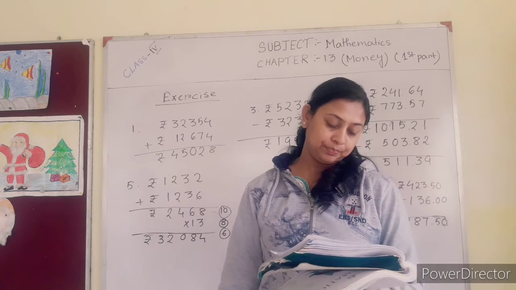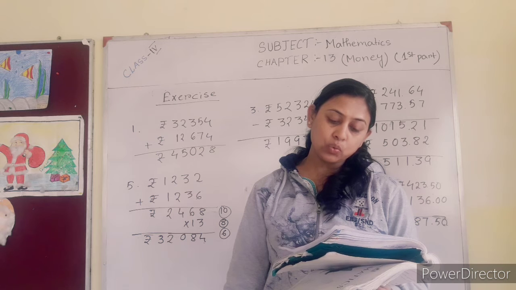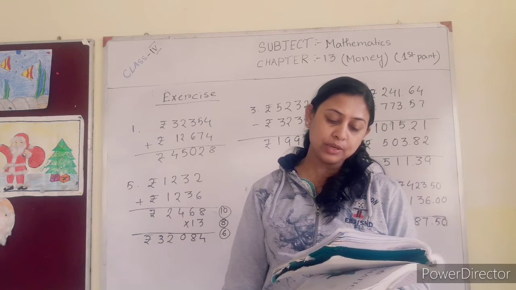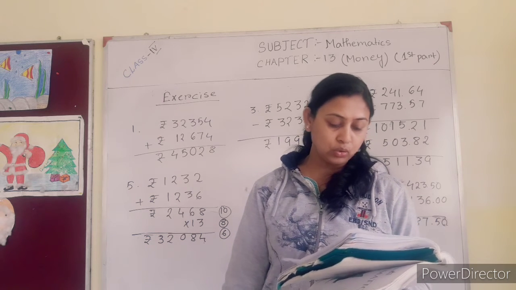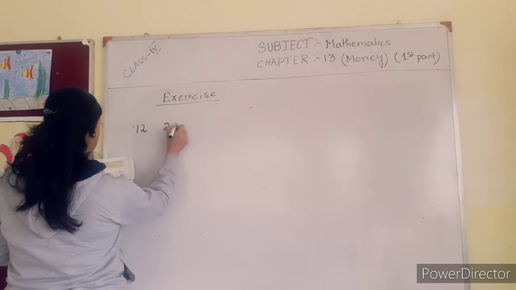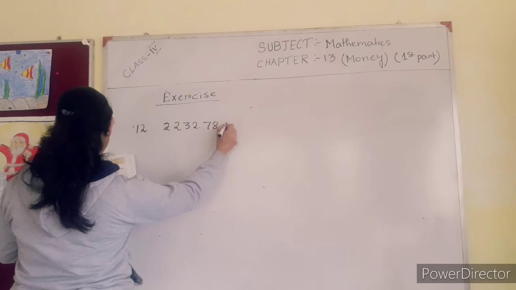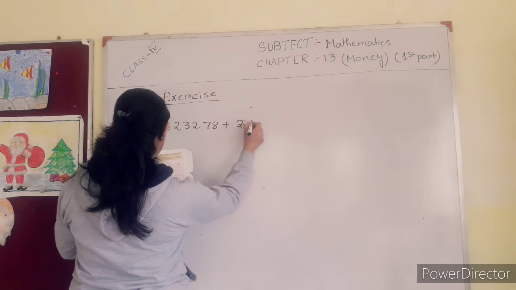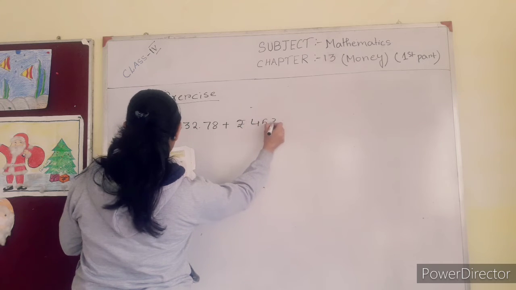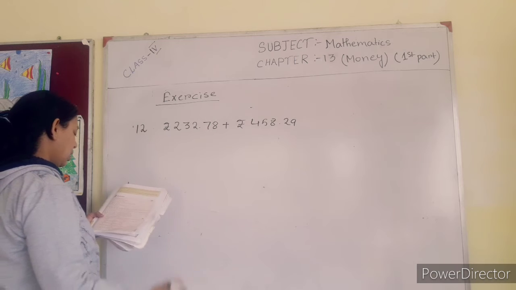Now number 12. Estimate by rounding to the nearest rupees. Rupees 232.78, rupees 458.29. Number 12. Rupees 232.78 plus rupees 458.29. Estimate by rounding to the nearest rupees.